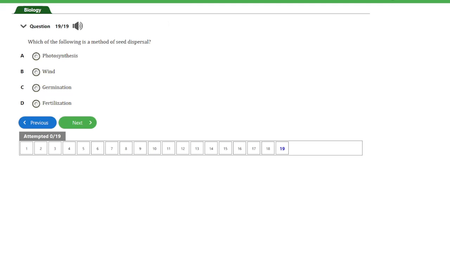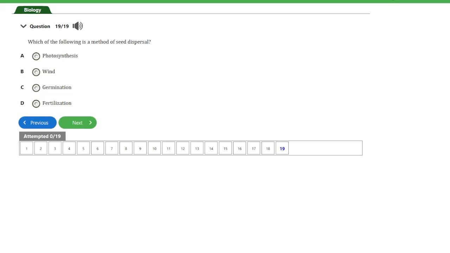So guys, let's look at the next and the last question here, and that's question number 19. It says, which of the following is a method of seed dispersal? A, photosynthesis, B, wind, C, germination, D, fertilization. So guys, the method of seed dispersal here is wind.